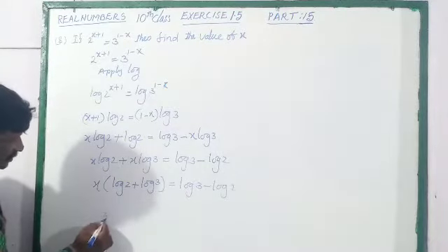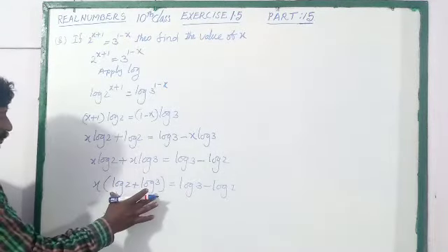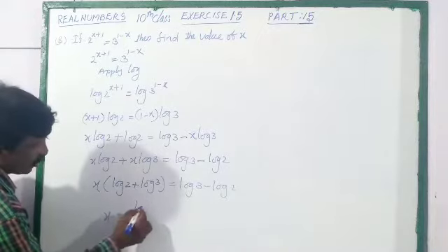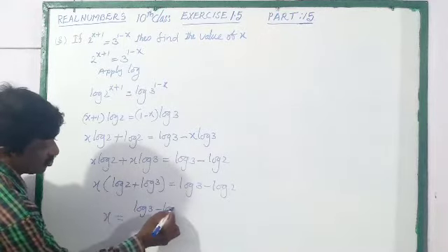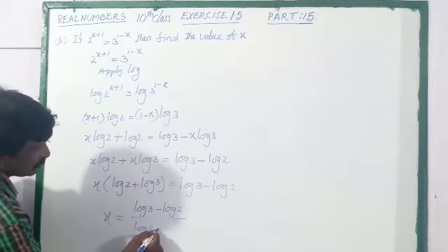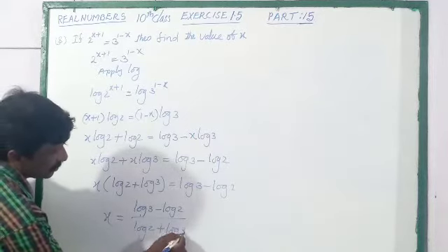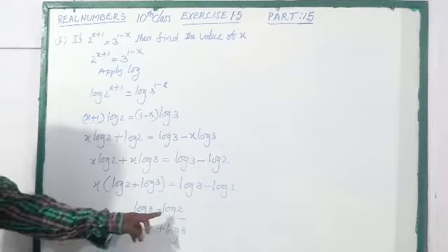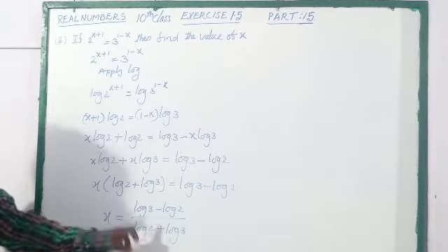So x is equal to, the multiplier goes to the other side and divides. Log 3 minus log 2 by log 2 plus log 3. Finally, x is equal to log 3 minus log 2 by log 2 plus log 3.